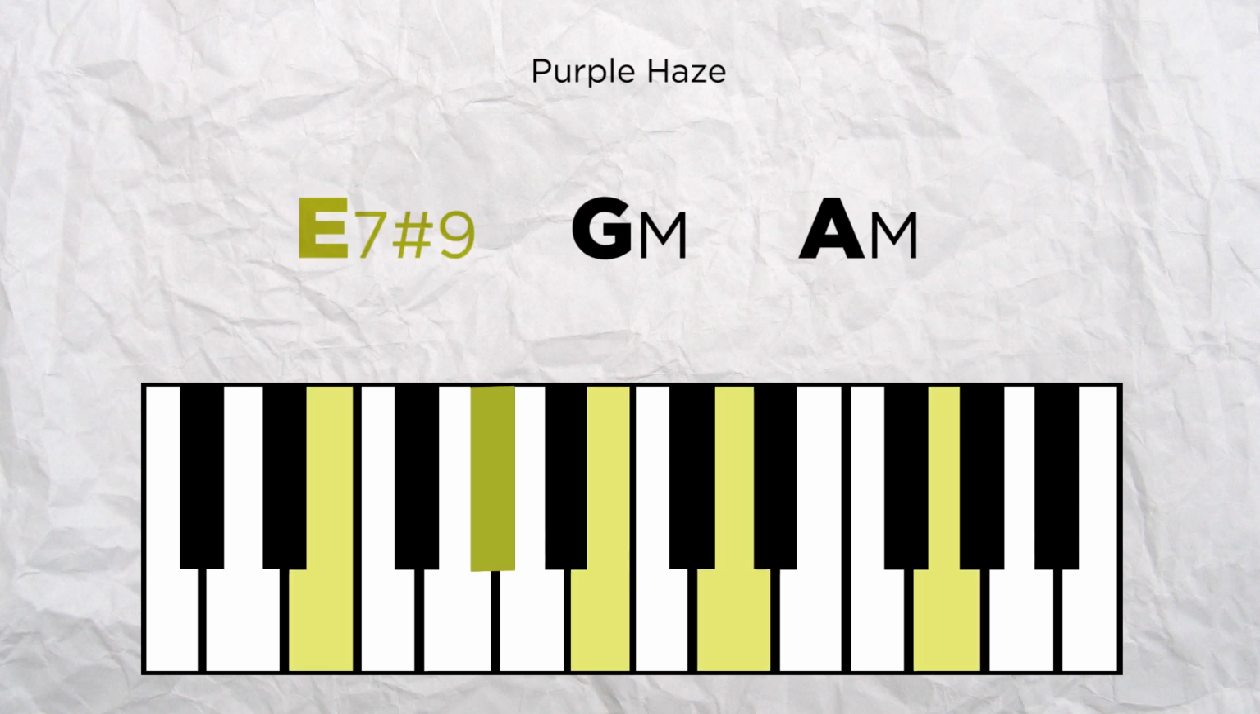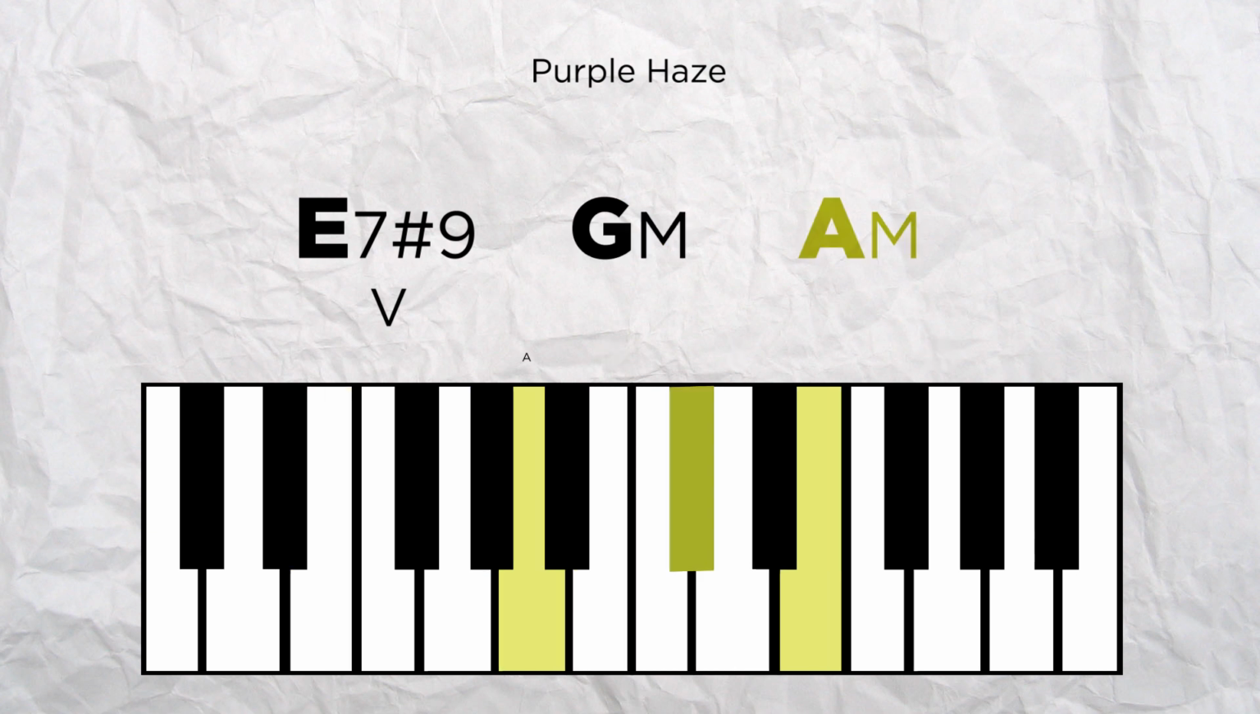Here is the E7 sharp 9, which can be considered as our degree 5, with the notes E, G sharp, B, D and F double sharp, which is like a G natural. Then there is the G chord, which uses notes already in the E7 sharp 9 chord, the G, the B and the D. And then it goes to the A chord, which is the 1st degree chord, that resolves well after the E7 sharp 9 chord.